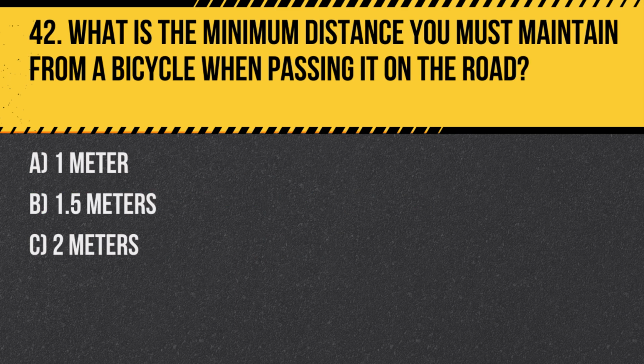Question 42. What is the minimum distance you must maintain from a bicycle when passing it on the road? A. 1 meter. B. 5 meters. C. 2 meters. Answer B. 5 meters. It is both safe and courteous to give cyclists plenty of space when passing, and 5 meters is often recommended as a safe passing distance.